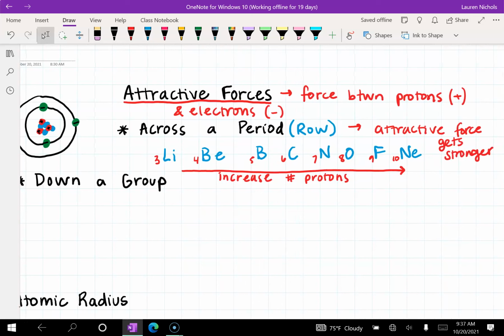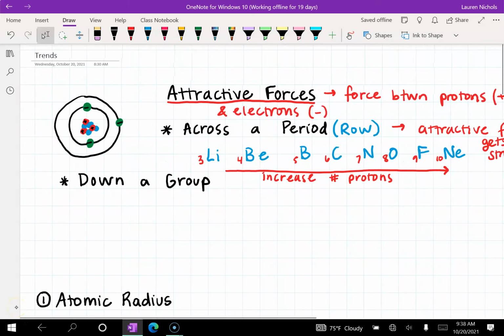So that's like saying if you are in a classroom and you increase the number of teachers, you're going to increase the force that the students feel from the teacher. So if there are 5 Miss Nichols in the room, then that's 5 times the amount of influence that I would have.